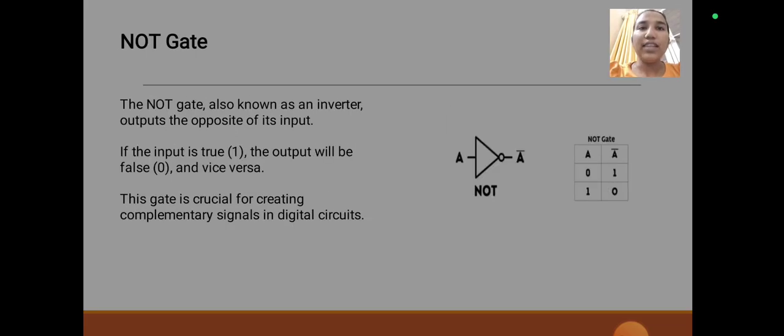NOT gate. The NOT gate, also known as inverter, outputs the opposite of its input. If the input is true, 1, the output will be false, 0, and vice versa. This gate is crucial for creating complementary signals in digital circuits. If the output is A bar, then the input will be A. If A is equal to 0, A bar will be 1, the negation of A. If A is 1, A bar will be 0.